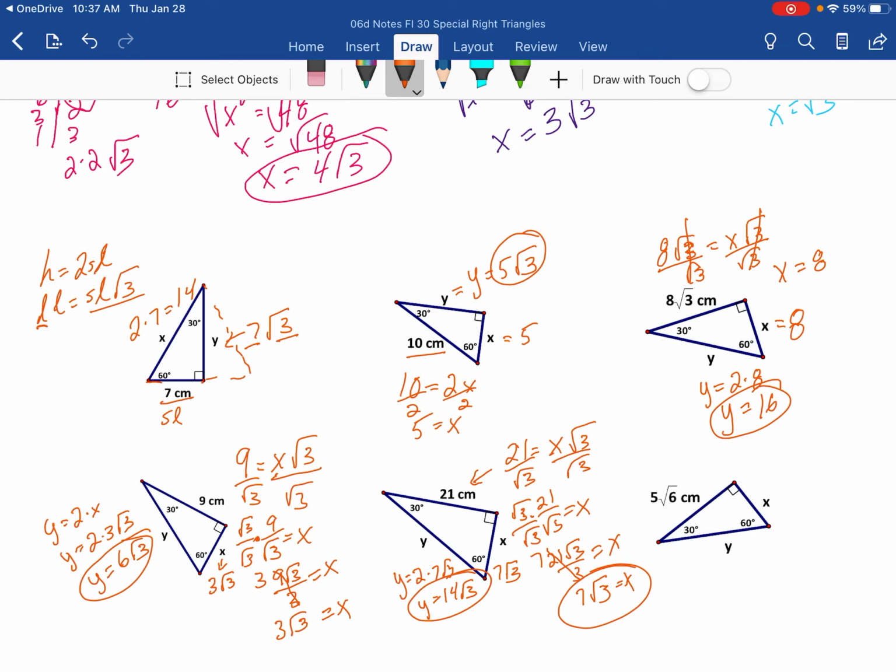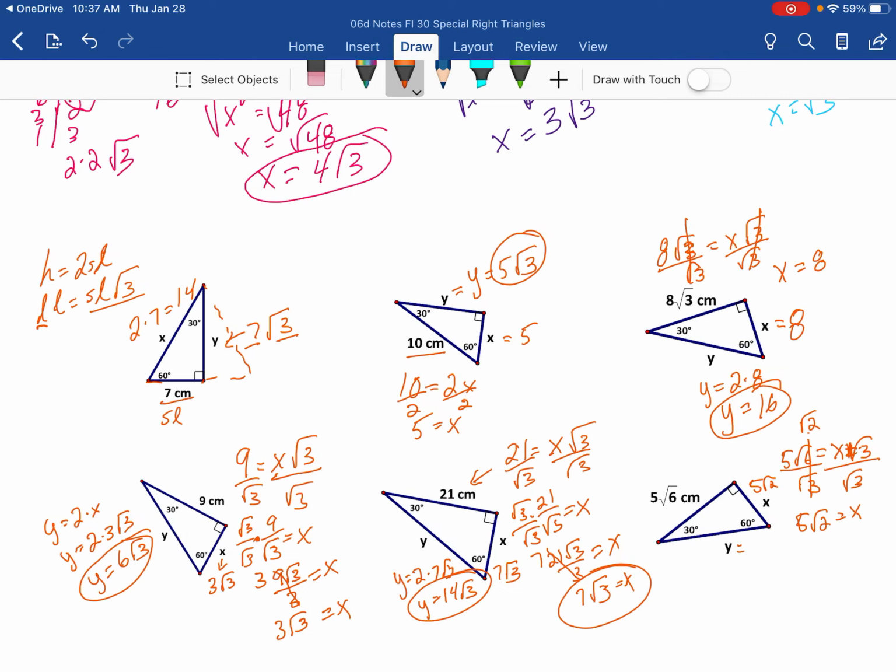Okay, last one of these. Again, this is my long leg. My long leg is equal to my short leg times radical 3. I divide each part by radical 3. Now this one's a little bit different because when I have two things in radicals, they can divide out. Radical 3 goes into radical 6, radical 2 times. So I have 5 radical 2 is equal to x.